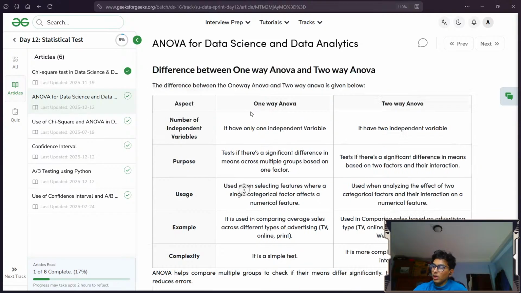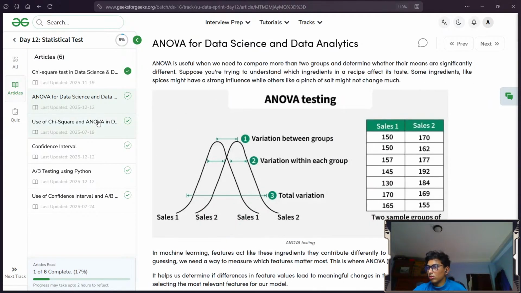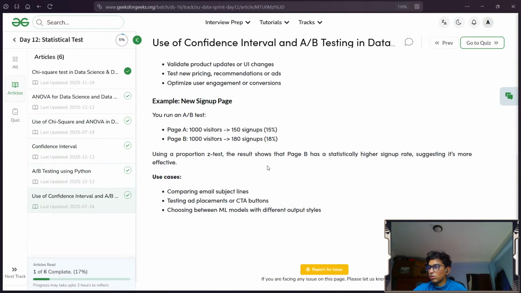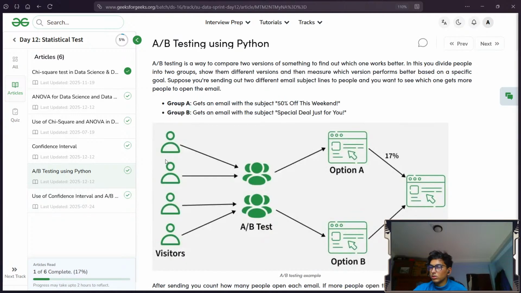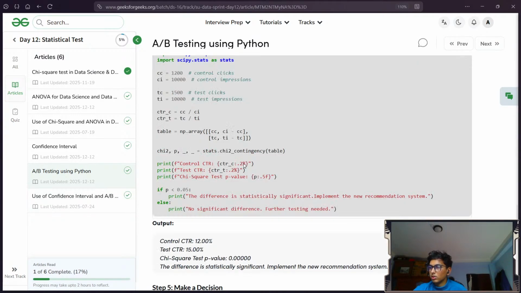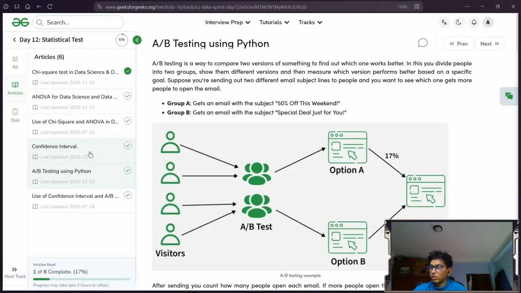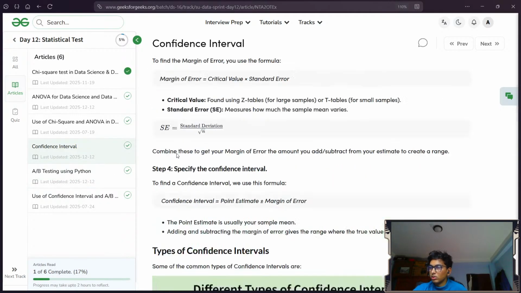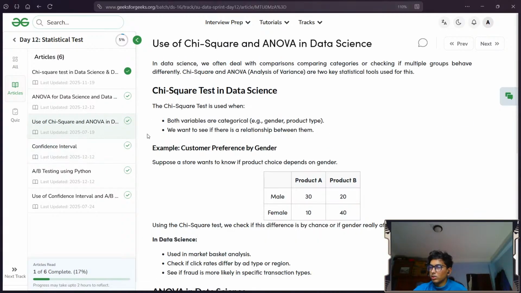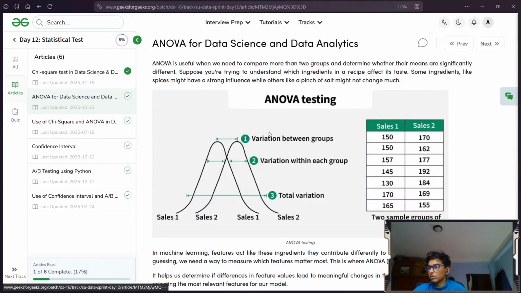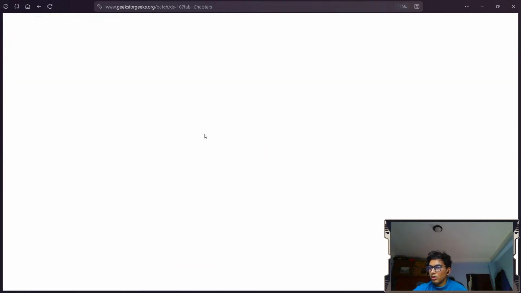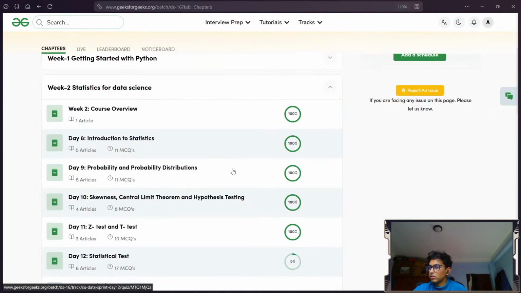We'll do ANOVA tomorrow. It's too long, so we'll do that then. Next is A/B testing, which I don't know yet, so we'll be learning that. Confidence interval is rather easy, we'll see that tomorrow. ANOVA is the bigger one among all of these, and we'll do quizzes. For tomorrow, that much is enough.